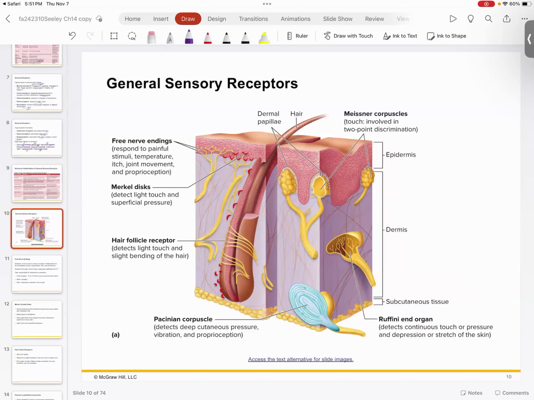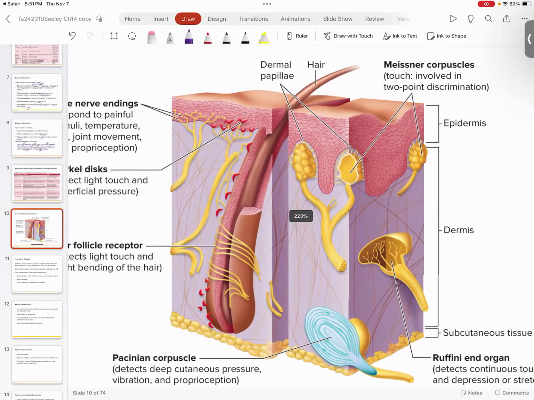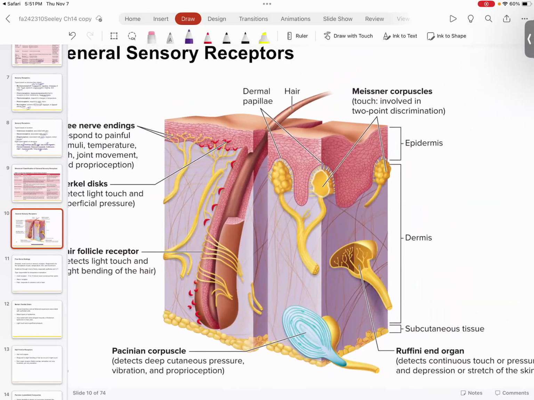So let's go ahead and take a look at some of the general sensory receptors. Now, since we didn't cover the skin chapter, this may look a little bit foreign, but this would be review from the skin chapter had we covered it. So what I want to do is basically cover what we're looking at here. So you have a little bit of an intro on this. We're looking at a skin section, and the skin is going to be made up of 3 different areas.